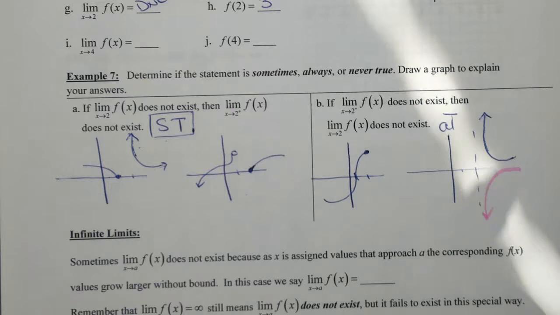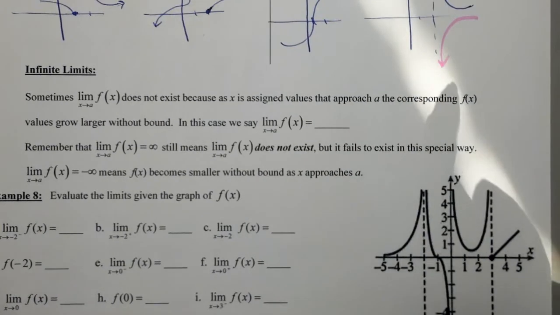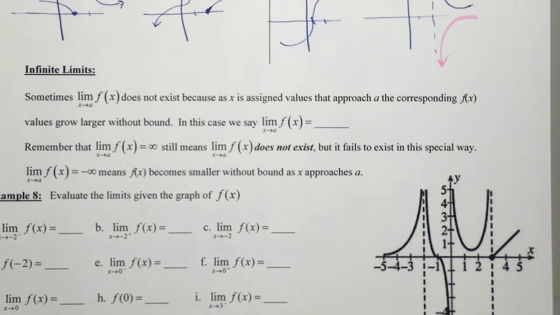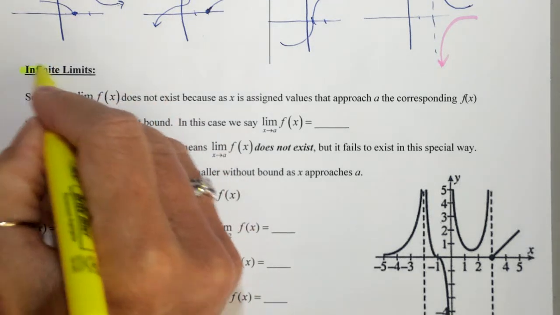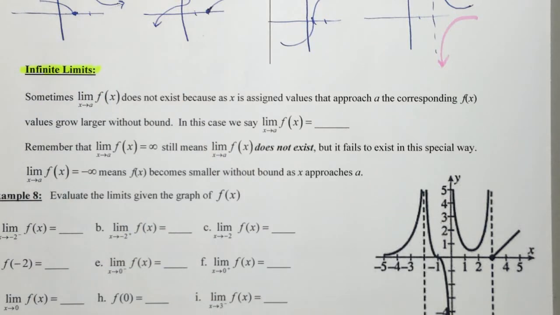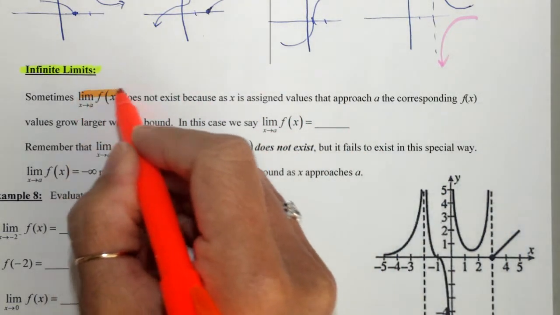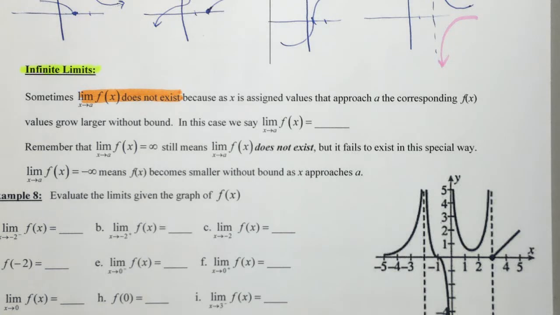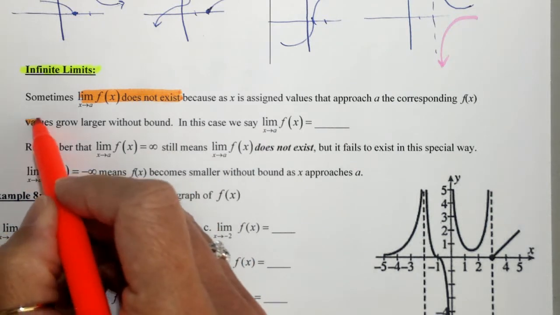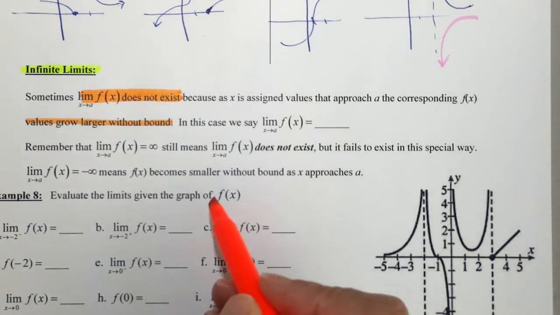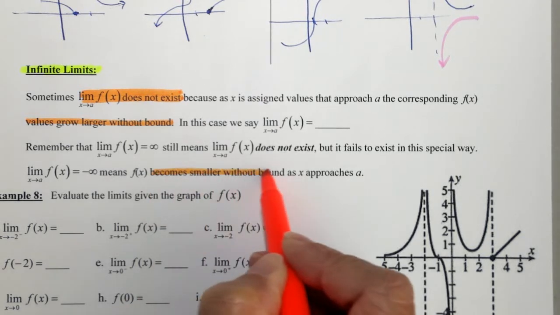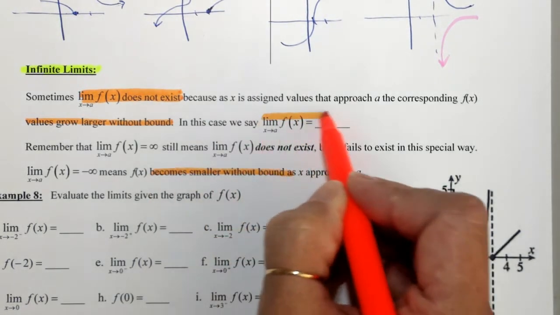Good? Awesome. Okay. All right, so let's talk about limits at infinity. As I alluded to, we would be discussing here. Let's talk about a little bit of our foundation. So limits at infinity. Sometimes the limit as x approaches a of f of x does not exist, because x is assigned values that approach a, and the corresponding function values will either grow larger without bound, or they will become smaller without bound. In this case, we're going to say the following.